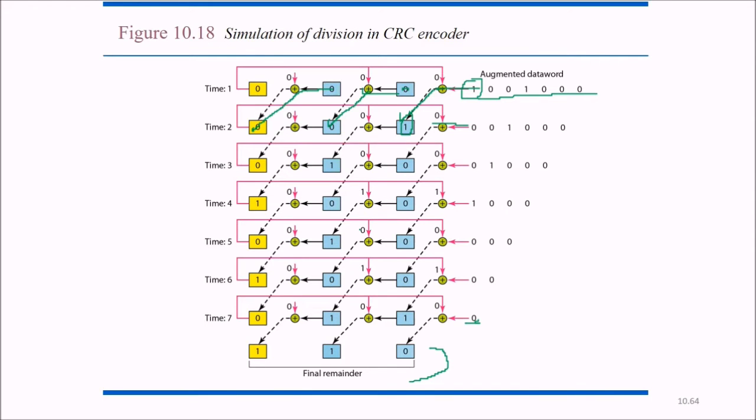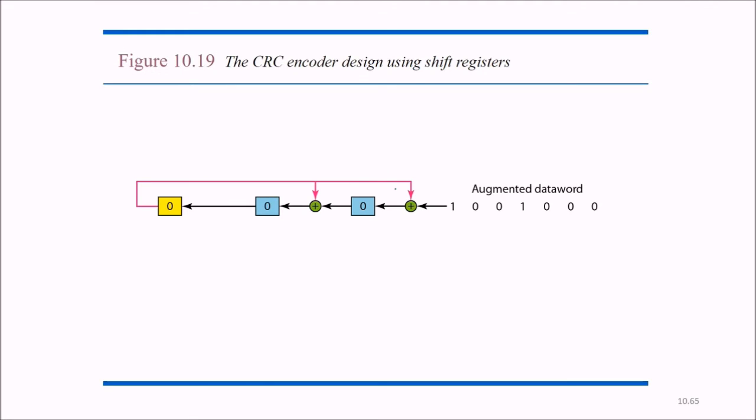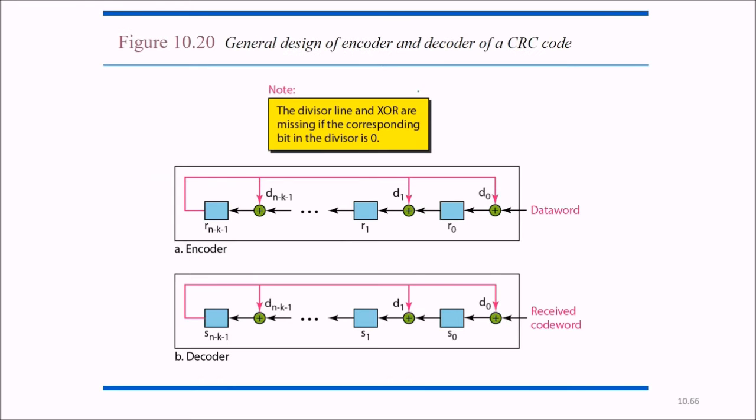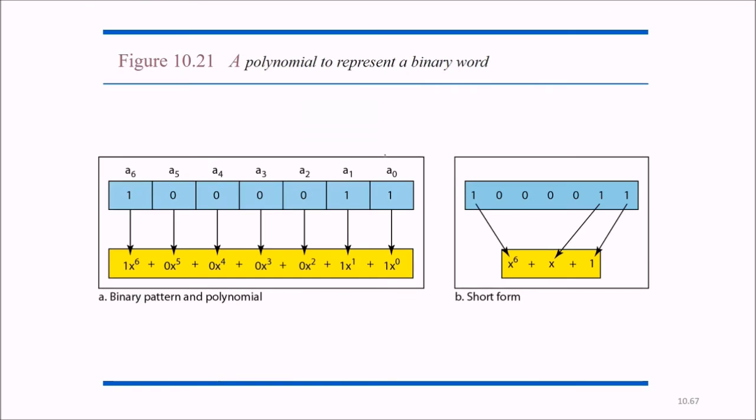This is the simulation of division in CRC encoder. So the CRC encoder design using a shift register is something like this. This is the input of the augmented data word. One bit input is there, and these are cyclically combined with the XOR of the resultant values. So this is the general design of encoder and decoder of a cyclic redundancy code. The divider line and XOR are missing if the corresponding bit in the divisor is 0. So this is the data word again. This is the loopback encoder, and the received code word is again passed through this same loopback encoder.